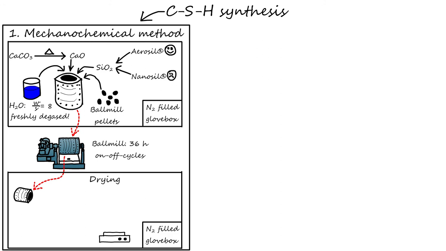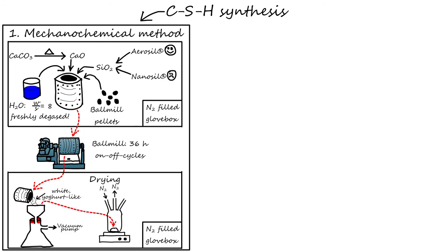The result of the reaction is a white, yogurt-like slurry, which was filtered through a Büchner funnel. The sample was dried in a nitrogen-flushed cylinder on a hot plate, still within the nitrogen atmosphere. A distillation bridge was used to condense the water. The samples were allowed to dry for 3 days at 60 degrees Celsius.